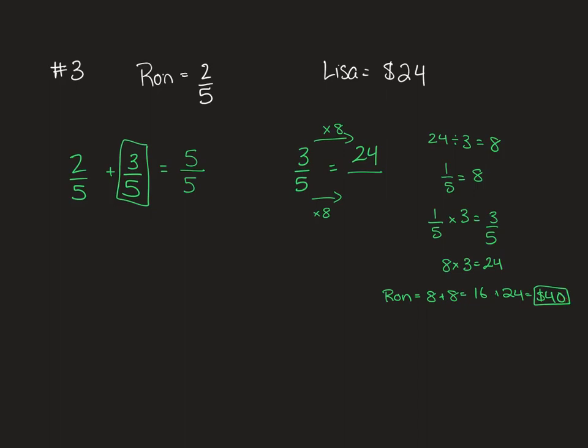To double check if this is right, we could just use an equivalent fraction as well. So we could go, okay, 3 times 8 is 24, so 5 times 8 is 40. And that gives us the total at the bottom here, that together they had $40.